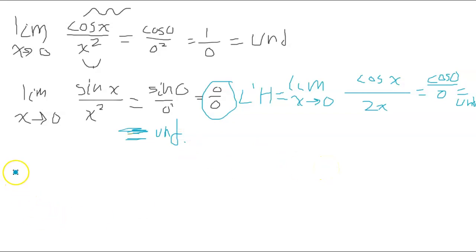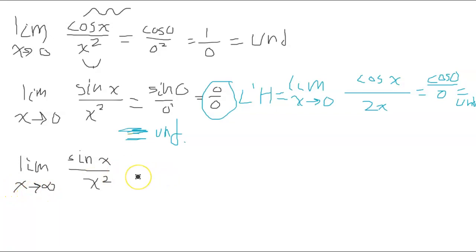Let's try another one, see what happens. How about the limit as x goes to infinity? Wow. Of, well, why don't we just use the second one again, the sine of x over x squared. We saw it went a little crazy at 0. Let's see if it does the same thing when we take the limit going towards infinity.